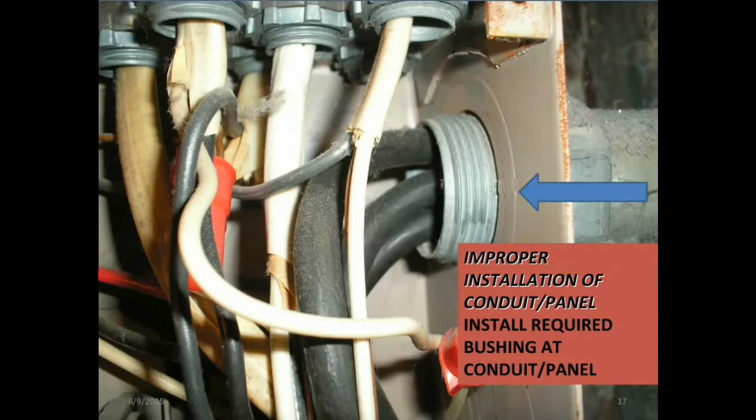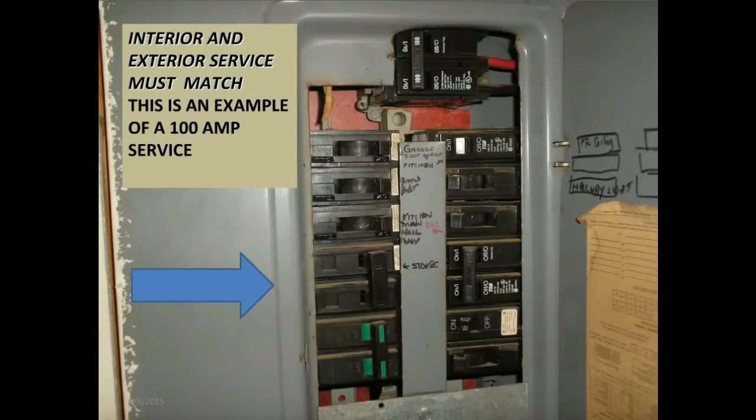This photo shows an improper installation at the conduit panel. The installation requires bushing at the conduit panel. Refer to the National Electrical Code 250.1, grounding and bonding.